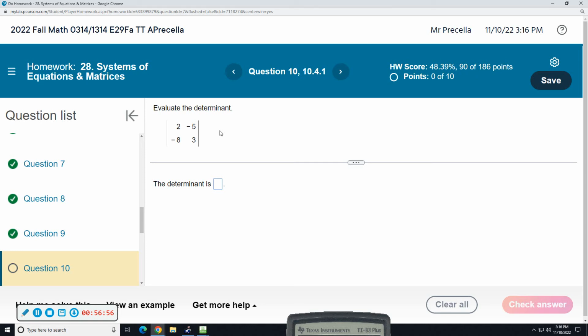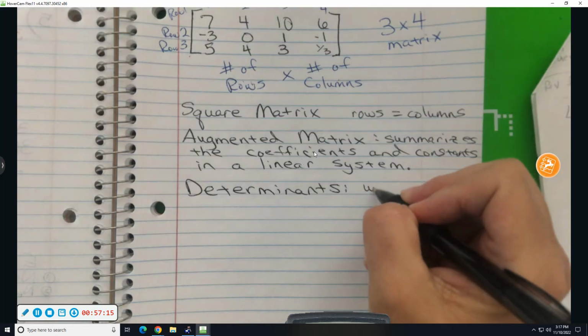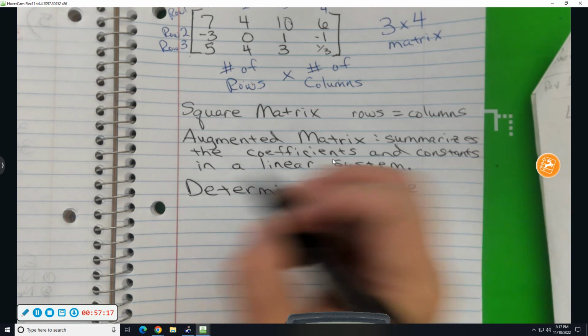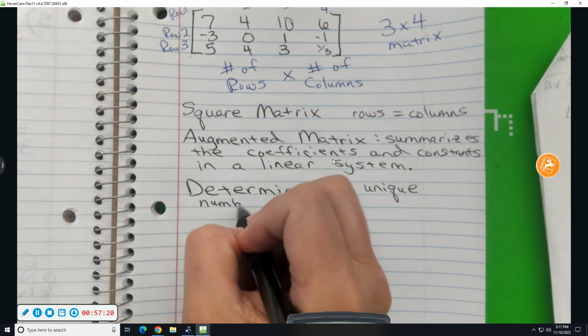Determinants. I'd write up the ABCD. The determinant is a way of assigning a numeric value to a square matrix. Notice it's square, only 2 rows and 2 columns. I'll say it's a unique number assigned to a square matrix.